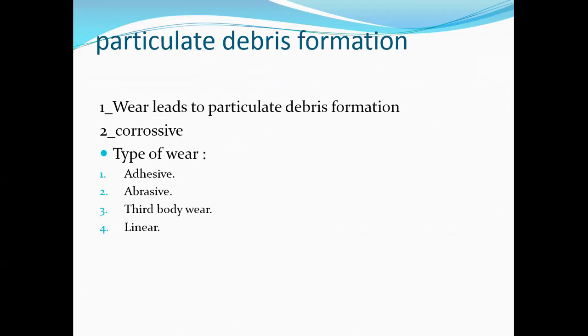Adhesive type, which happens between the articular surfaces of the components. Abrasive type, which happens with side shearing force. Third body wear happens due to foreign body or material in the joint space. And linear wear describes the vertical distance of wearing in the material.